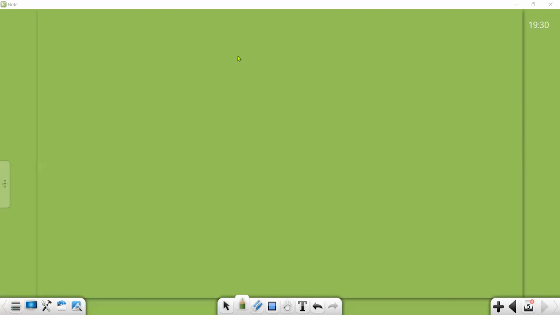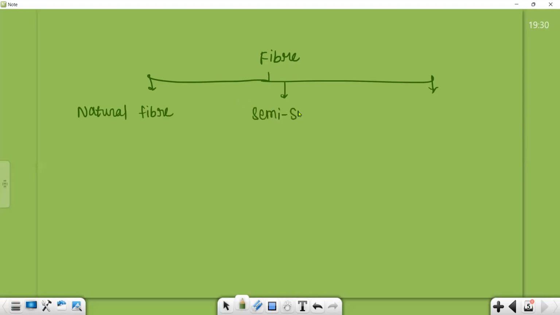Okay, Jane, let me discuss fiber to fabric. In fiber, first we will see the classification of fiber. How is fiber classified? Fiber is classified into three types: natural fibers, synthetic fibers, and semi-synthetic fibers. Ma'am, but in 7th class we are going to learn only about natural fibers. In natural fibers, you are going to learn about plant fibers and animal fibers.